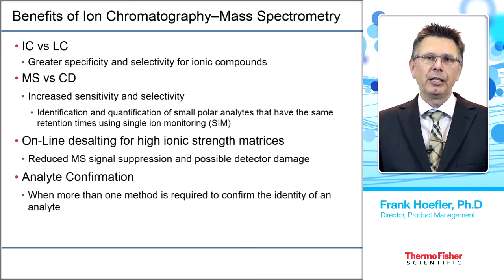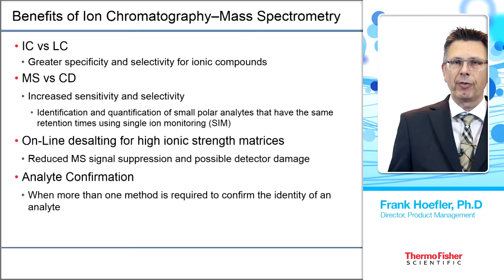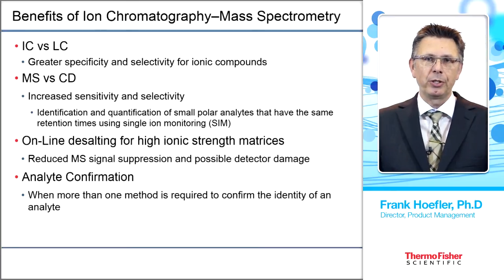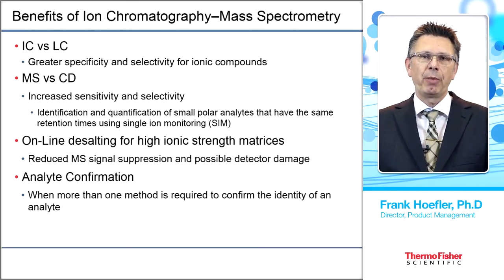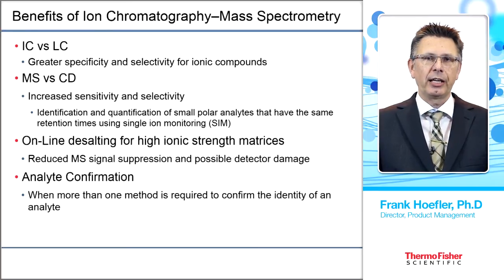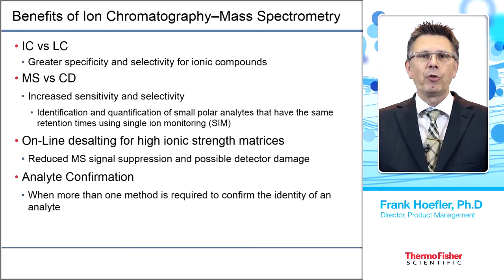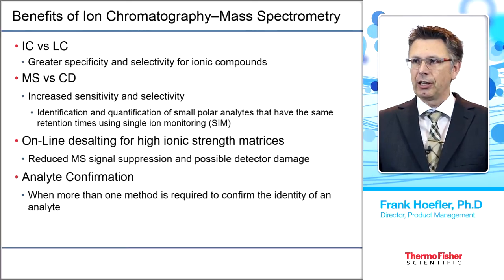Liquid chromatography, HPLC, with mass spectrometric detection is widely used so far for environmental analysis, food and beverage analysis, as well as in the pharmaceutical analysis scheme. Ion chromatography has the benefits that it gives a high selectivity and specificity for small ionic compounds, which typically elute in the void volume of a reversed phase HPLC column.